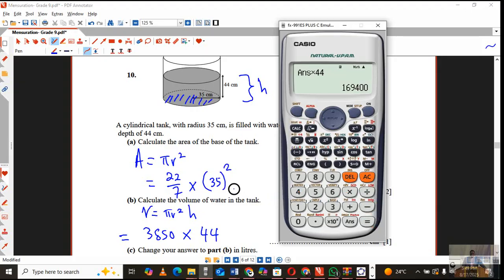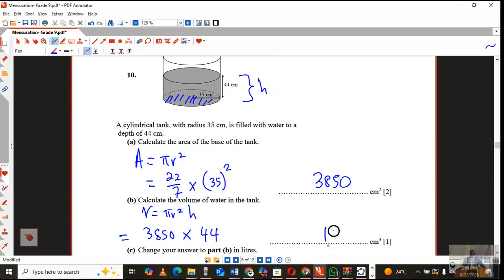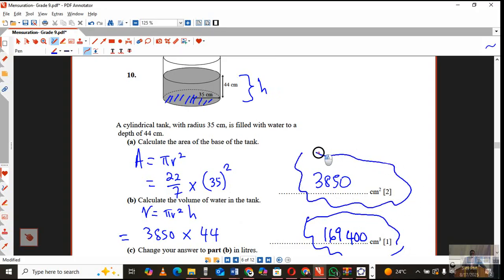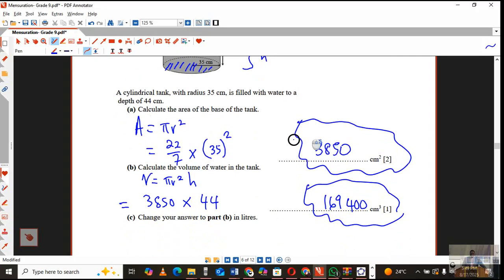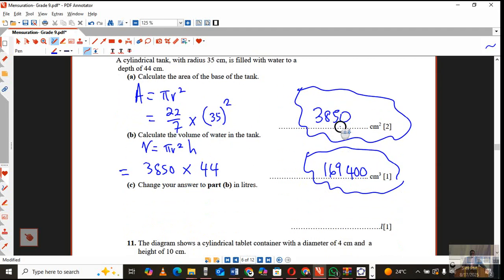It's 169,400. All right, so don't just clear your calculator display, always know that you might be using it.